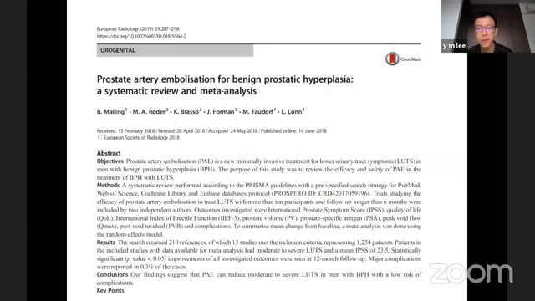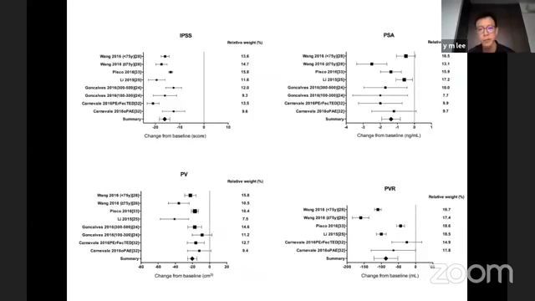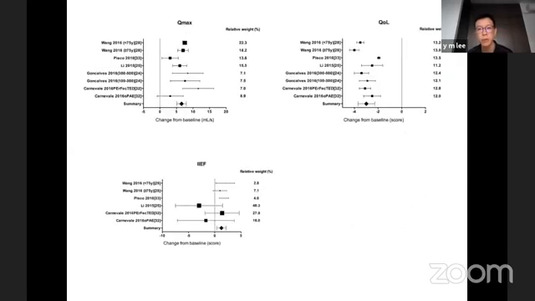There is another systematic review by a group from Denmark that basically summarizes the cohort studies, but it is not comparing to control, just compared to baseline. Right, so it shows that, again, not surprisingly, improvement in IPSS, PSA, prostate volume, post-void residue, Qmax, quality of life. And in terms of IIEF, some studies show improvement, whereas some do not.